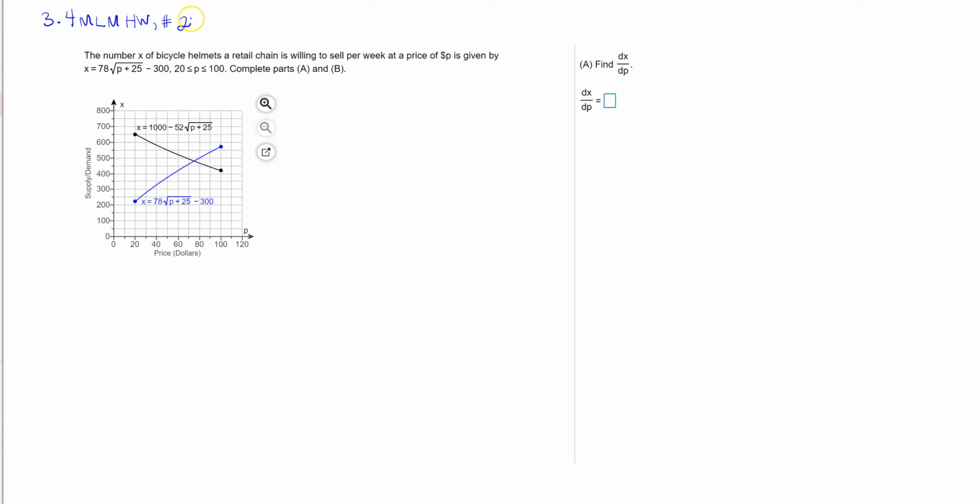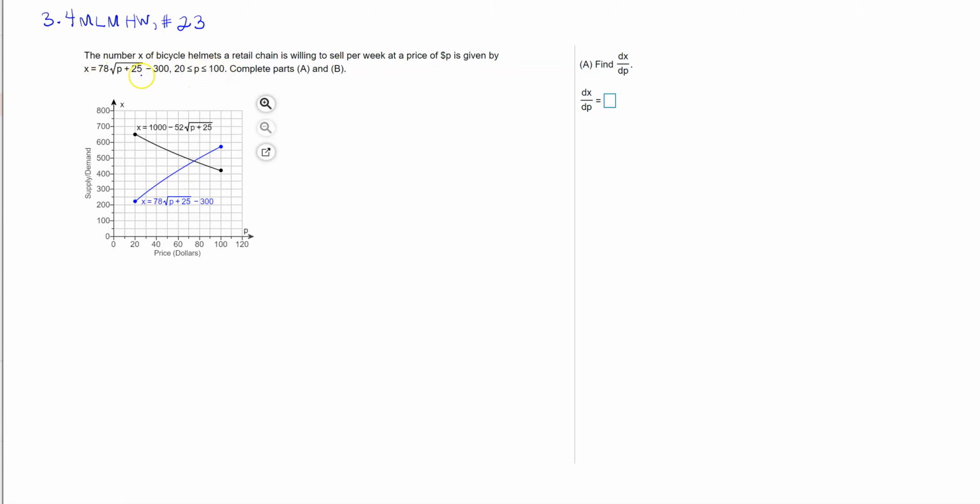This is question number 23 from the 3.4 MyLab Math homework. In this question, we're told that the number X of bicycle helmets a retail chain is willing to sell per week at a price of P dollars is given by this equation. So this is a price demand equation, and it is defined for prices between $20 and $100.